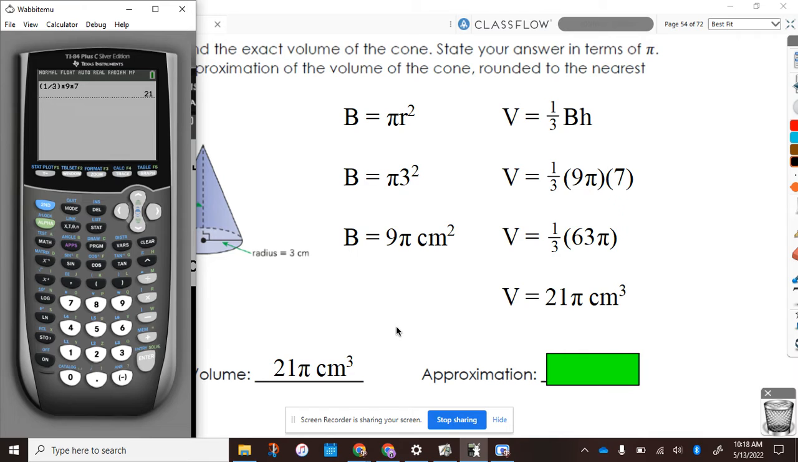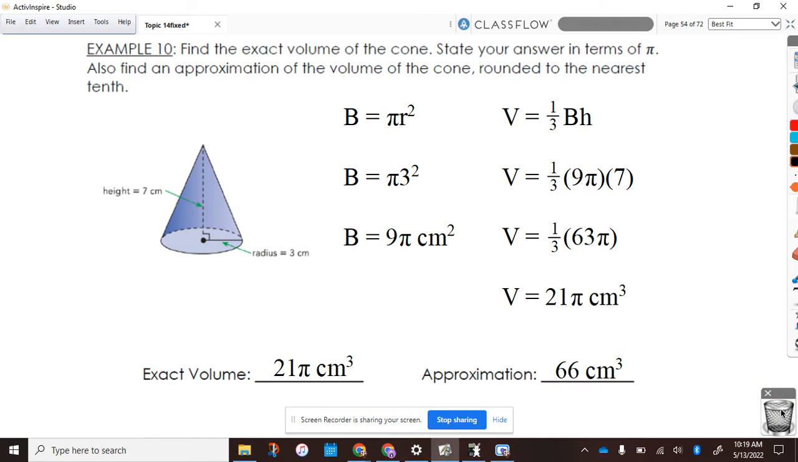Now, if we're looking for a decimal approximation, we literally are going to type in 21 times pi. And we see that 21 pi is equal to 65.97. Well, if we're rounding to one decimal place, that's actually going to round it up to 66.0. So that's our decimal approximation right there.